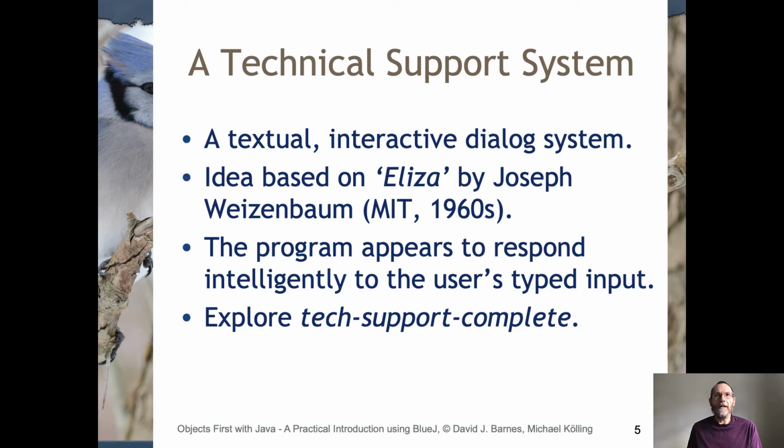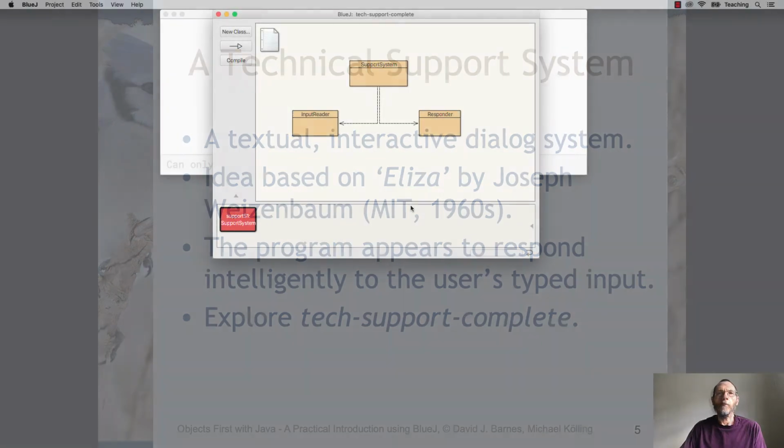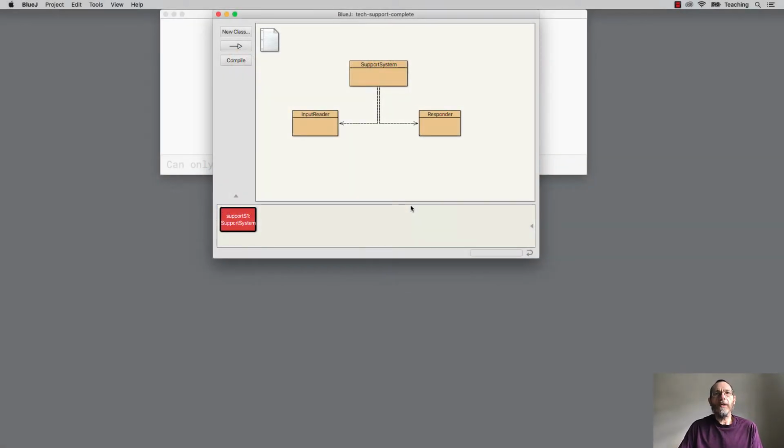So let's take a look at the interactive dialogue system that comes with the materials for the Objects First with BlueJ book. This is what we call the tech support system, and this is in fact the final version that we develop in chapter 6. So the functionality is complete, and I just want to illustrate the way that it works so that we can think about how we might build something like this. And what we'll do is work our way from a prototype system through a couple of steps until we get to the point where it would be possible to implement this.